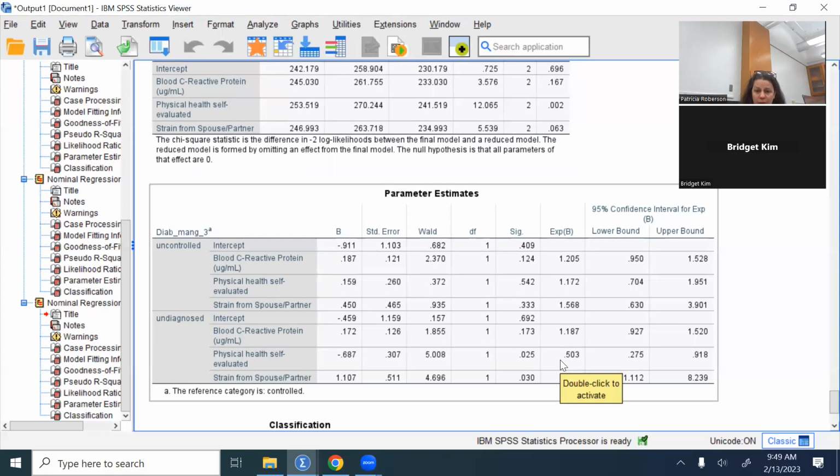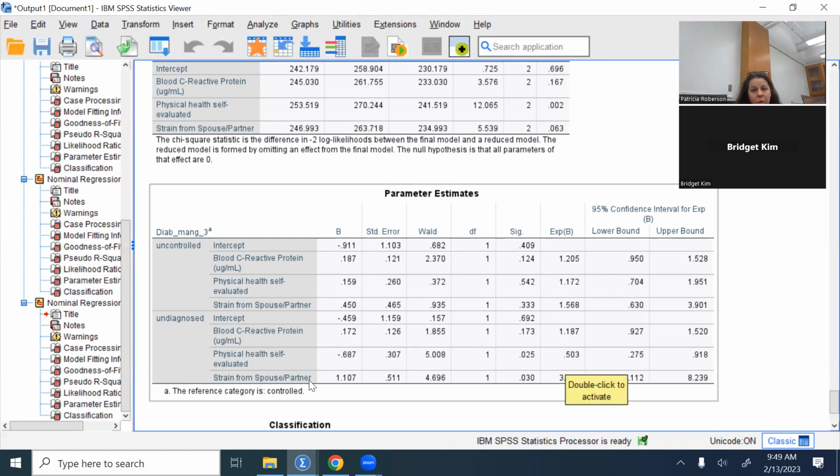So poor physical health, I'm going to say this is wild. Poor physical health means, and I'm looking at the exponentiated beta, you interpret it like you would a logistic regression. You have about a 50% reduction in the odds of having undiagnosed diabetes the worse your health is, which is wild. Wait, actually, that could make sense. If we think about people, I know I'm super unhealthy, they maybe know that they have diabetes.